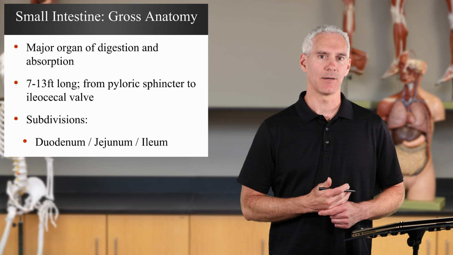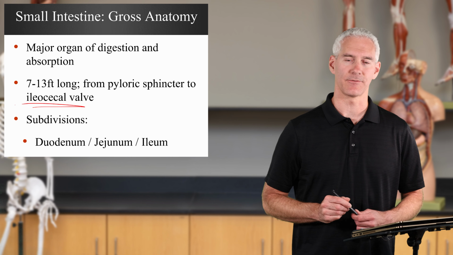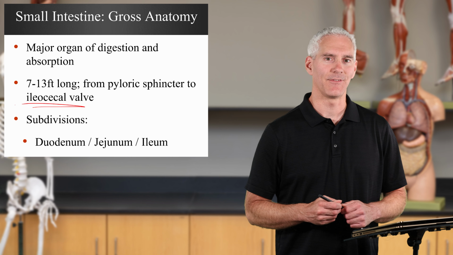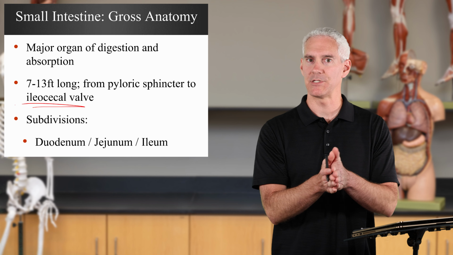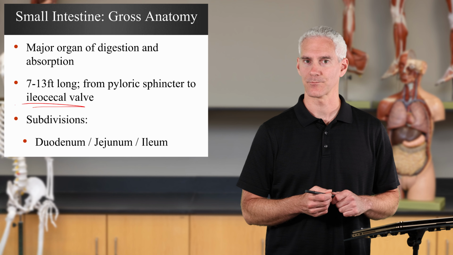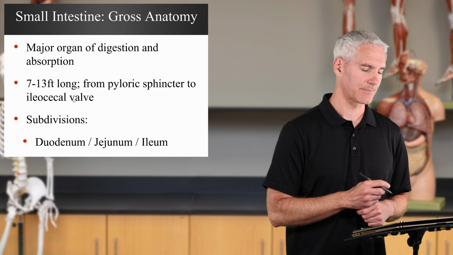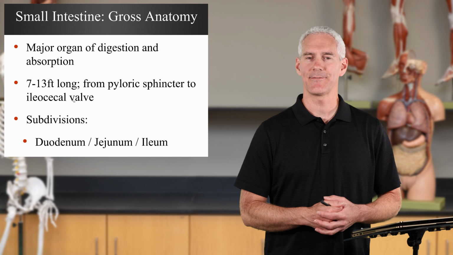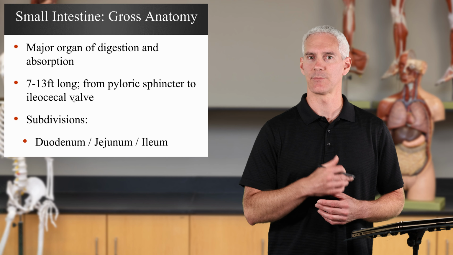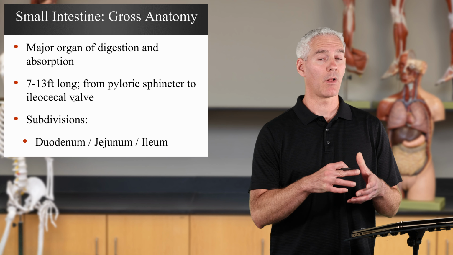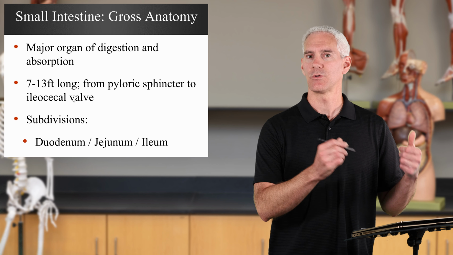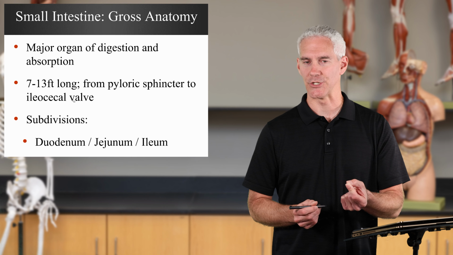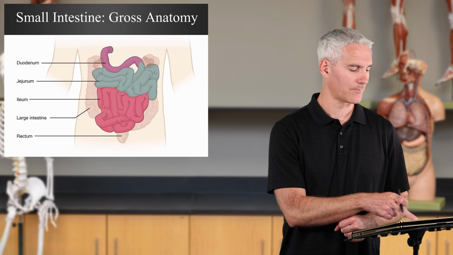Now after the ileum, you have this ileocecal valve. The ileocecal valve is the separation point between the small intestines of the ileum and the large intestines. So 3 different regions of the small intestines. So the small intestines is the organ, and the duodenum, jejunum, and ileum are the regions of the actual organ.